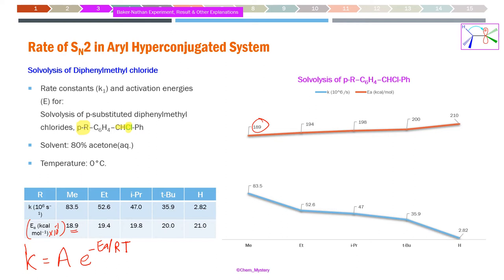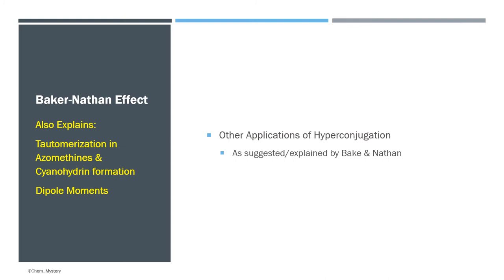Okay, now we are going to see how this Baker-Nathan effect is also in a position to explain other properties. It can explain tautomerization in different cases, cyanohydrin formation, and dipole moments also. Cyanohydrins we might have seen in aldehydes and ketones. Tautomerization in azomethane systems and some other kinds of systems was also studied.